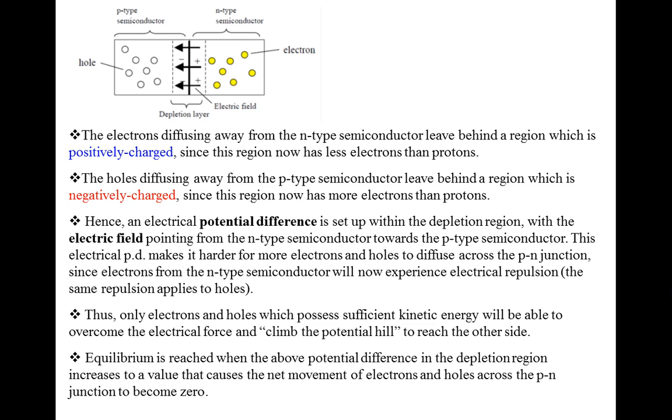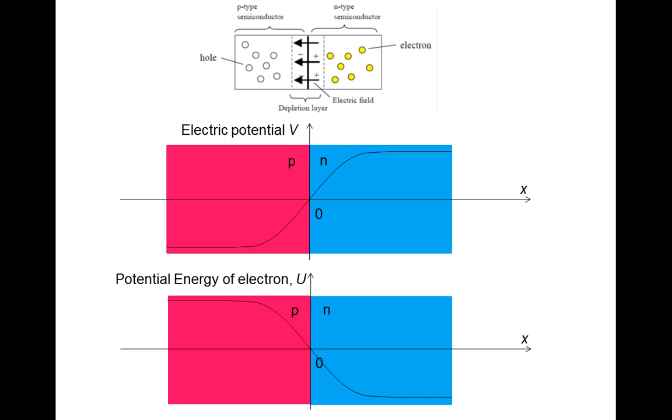This makes it harder for more electrons to diffuse over the p-n junction because it is already negative on the p semiconductor side. This makes it also difficult for the holes to move over to the n-type because that side is already positively charged. Thus, only electrons and holes which possess sufficient kinetic energy will be able to overcome this electrical force and climb the potential hill to the other side. Equilibrium is reached when the above potential difference in the depletion region increases to a value that causes a net movement of electrons and holes across the p-n junction to be 0.